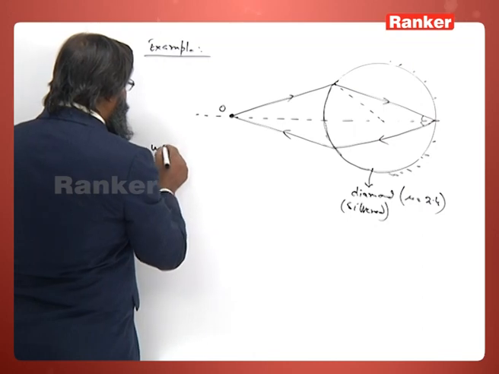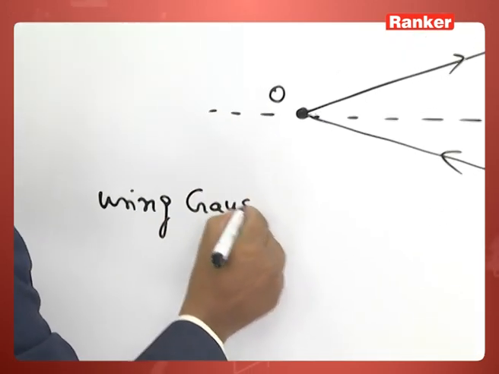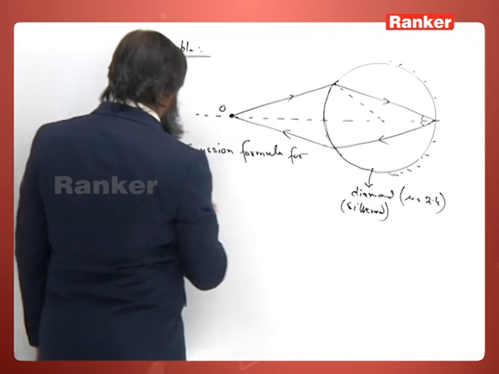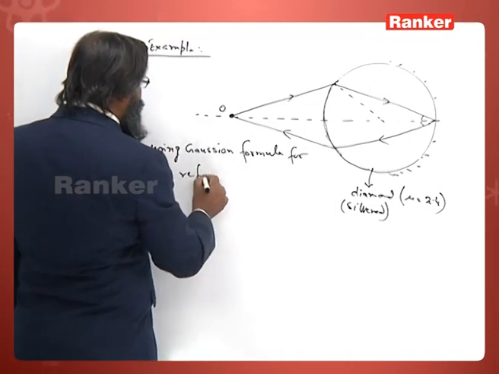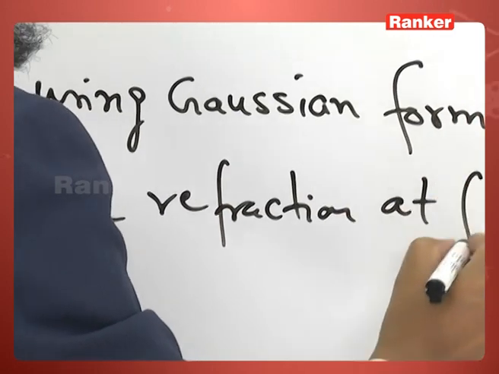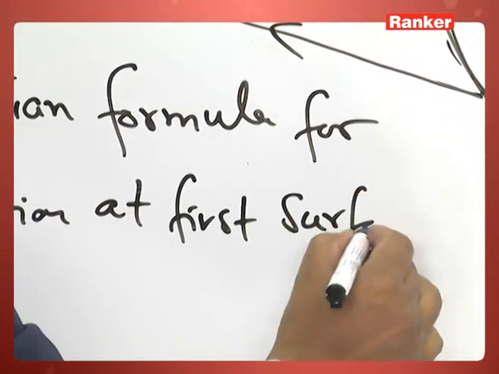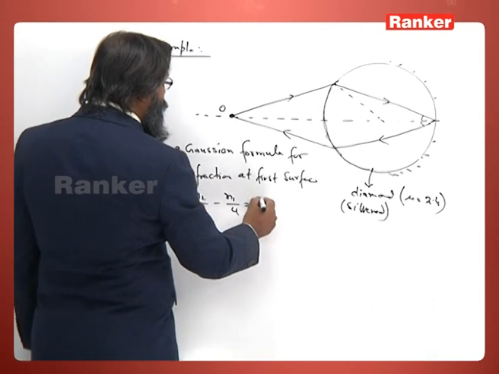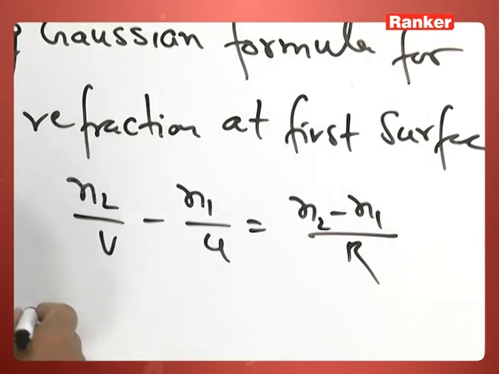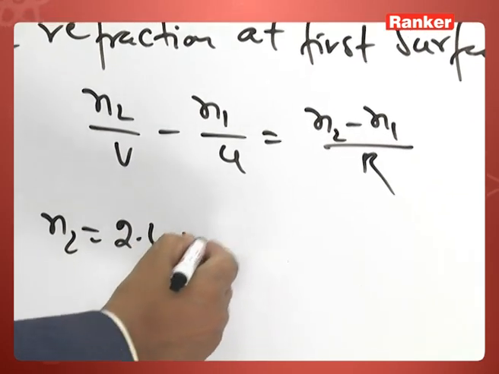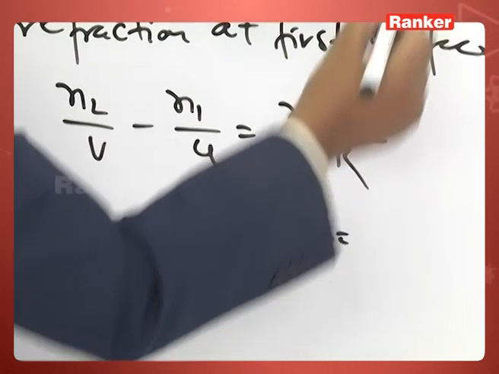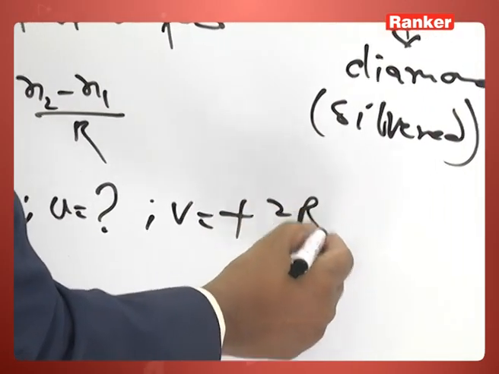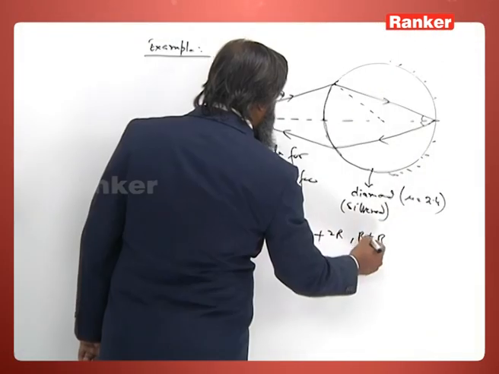So, using the Gaussian formula for the refraction at the first surface: N2 by V minus N1 by U is equal to (N2 minus N1) by R. Here N2 is 2.4 given, N1 is 1 given, U has to be determined, V is plus 2R, and R is also plus R, lying this side.